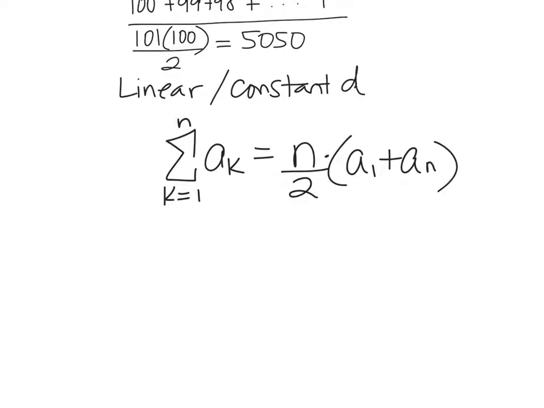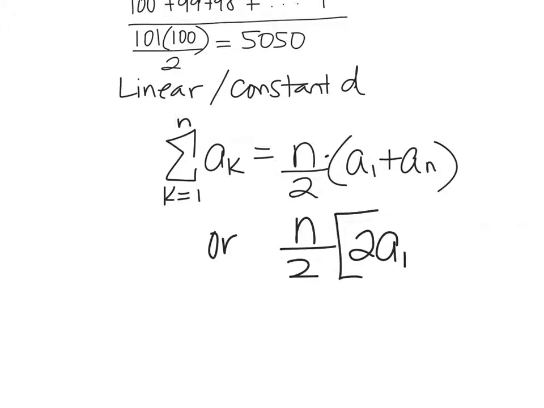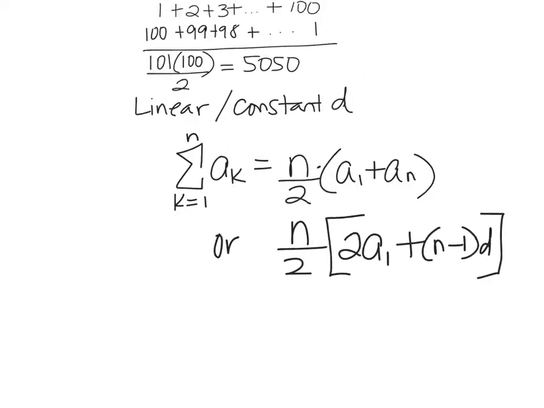Or the book also gives you this one, which is an interesting formula, I thought. n over 2 times 2 a sub 1 plus n minus 1 times d. I don't like that formula. It bothers me. There's too many things in it. But it's true.